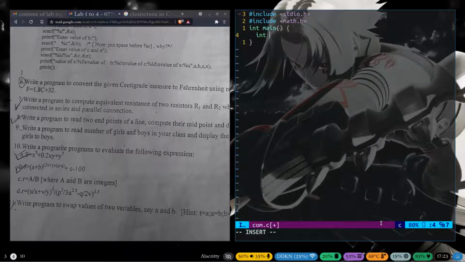Int. I don't think I need this. AB, I think capital A and capital B are integers, so ratio. Float R is equal to float A by B.